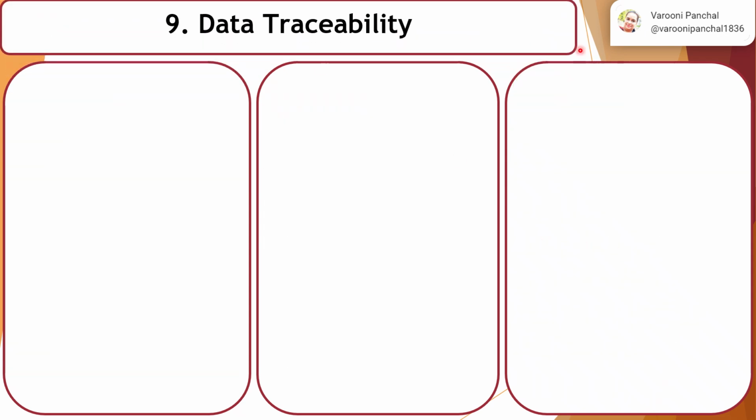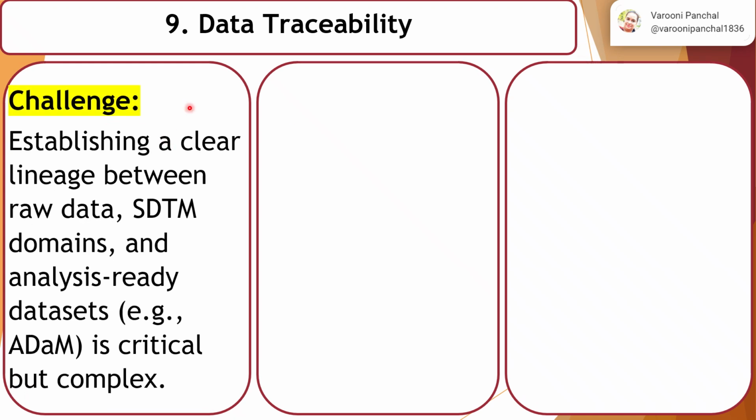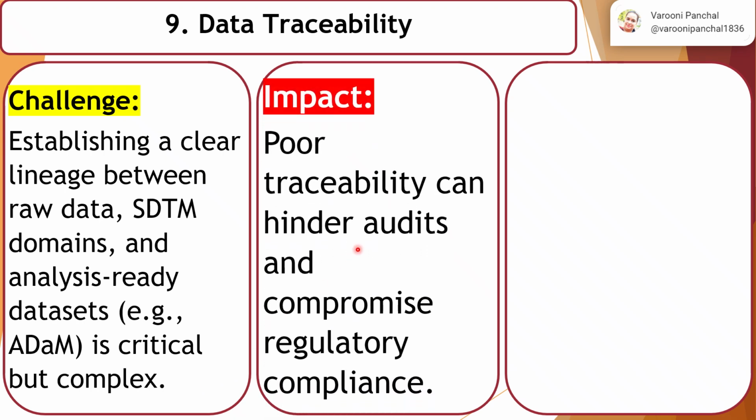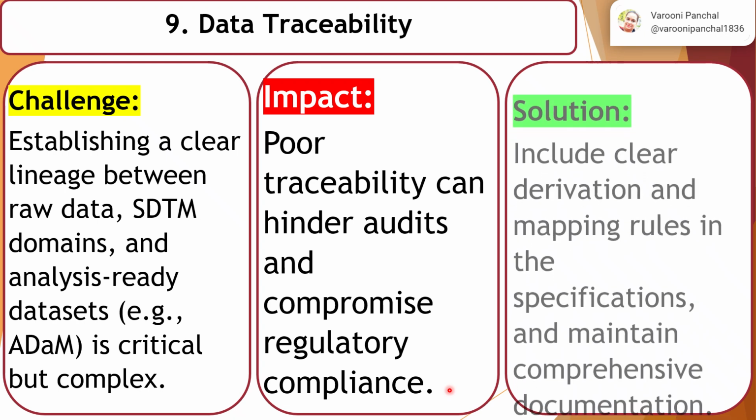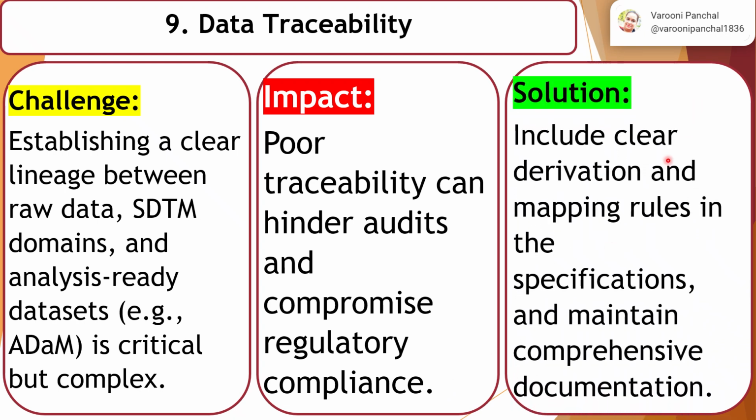Number 9. Data traceability. Challenge: Establishing a clear lineage between raw data, SDTM domains, and analysis-ready datasets, for example, ADaM, is critical but complex. Impact: Poor traceability can hinder audits and compromise regulatory compliance. Solution: Include clear derivation and mapping rules in the specifications and maintain comprehensive documentation.